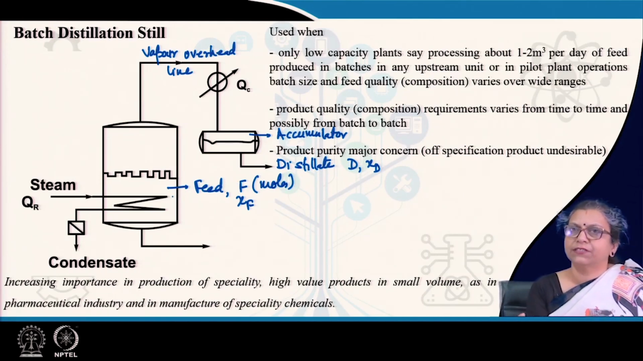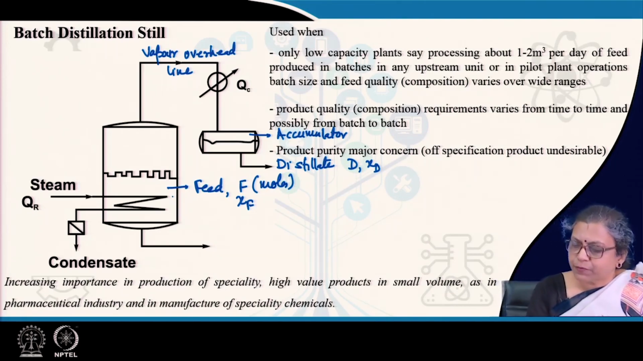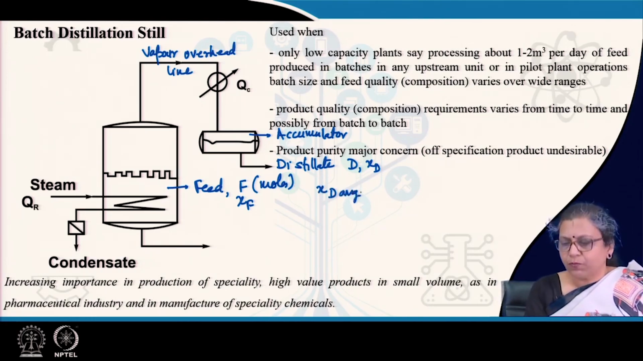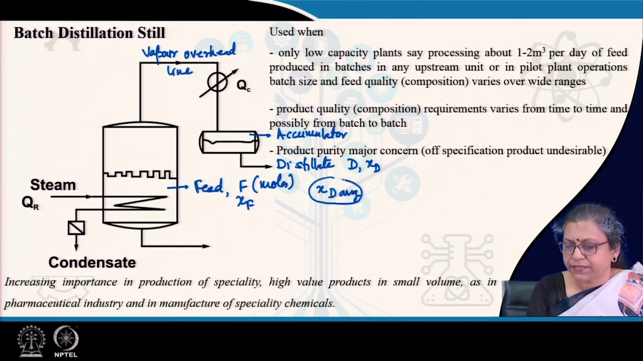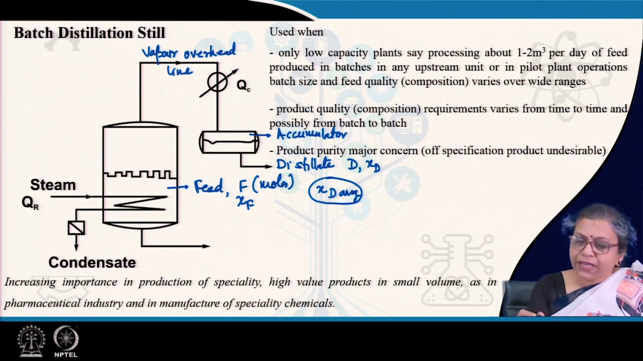We continue the distillation till we get the product specification that has been specified. Say suppose a product has been specified that we would like to have some particular distillate composition, which I am denoting as XD average. We have to see that initially the vapor that we get is richer in composition as compared to XD average. Then gradually the composition is going to be depleted in the more volatile component.